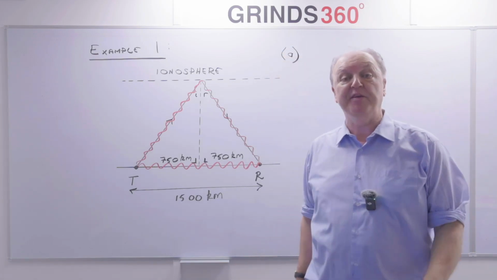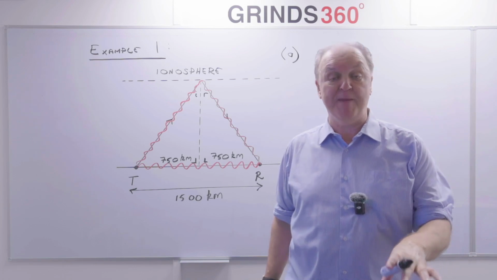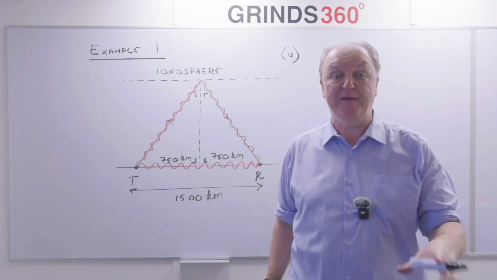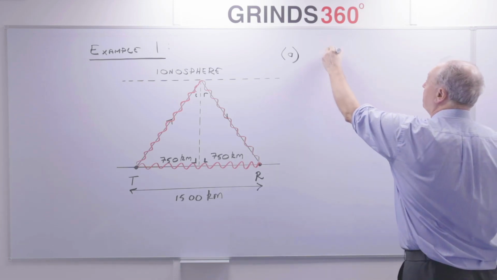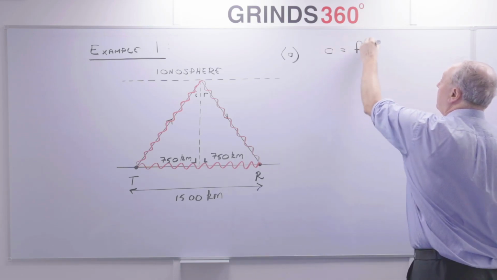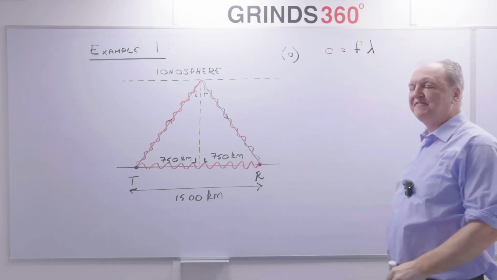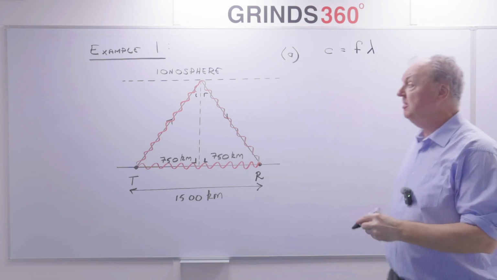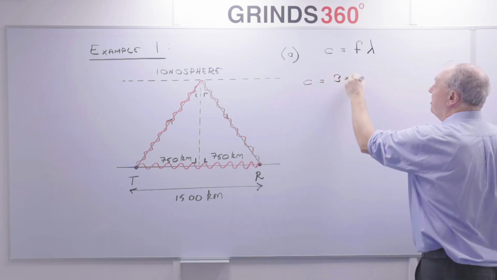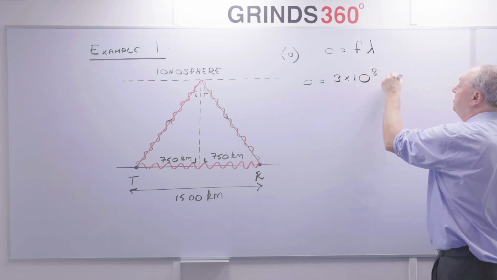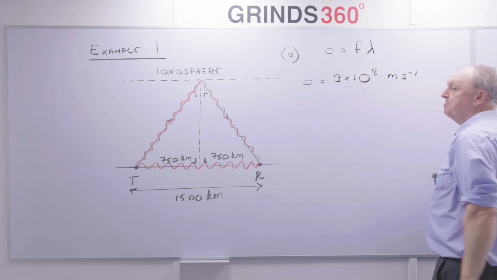Well, I'm going to use the wave equation here. And because we're talking about light, radio waves is the light wave that you can't see, I'm going to use c = fλ. I'm going to take the value of c from my table book and round it off to one decimal place. And I get c is 3 × 10^8 meters per second.